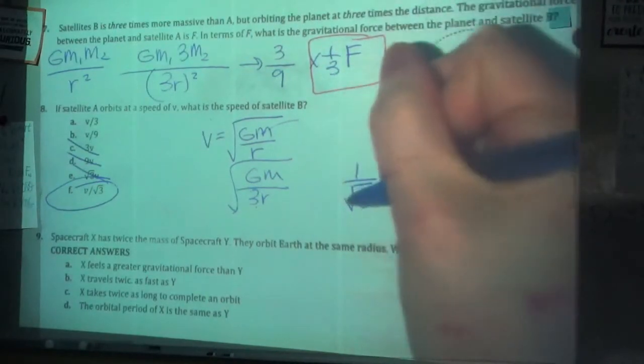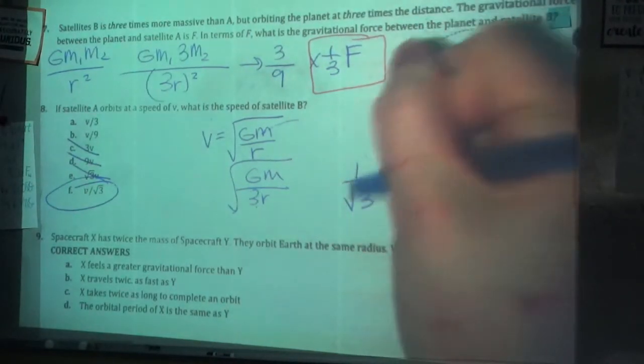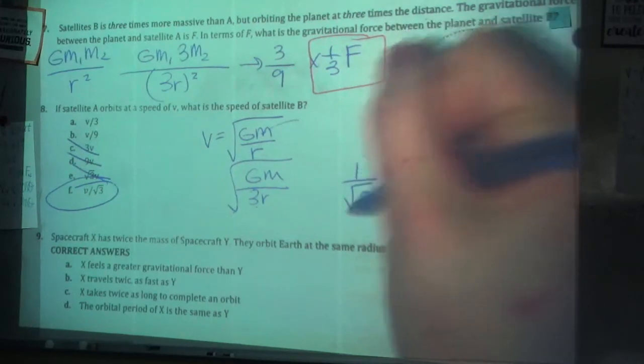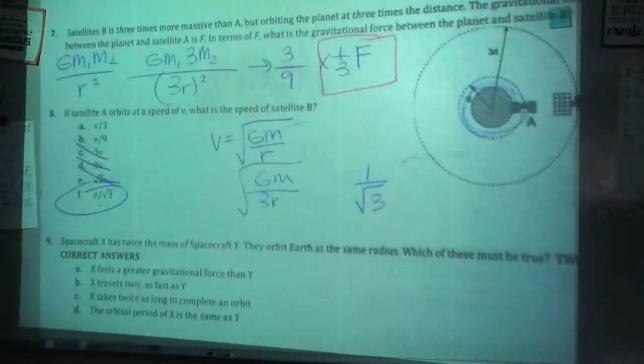And if you're like, wait, but why is the 1 not inside the square root? Well, it is, but the square root of 1 is 1. So 1 over square root of 3. So v over square root of 3.